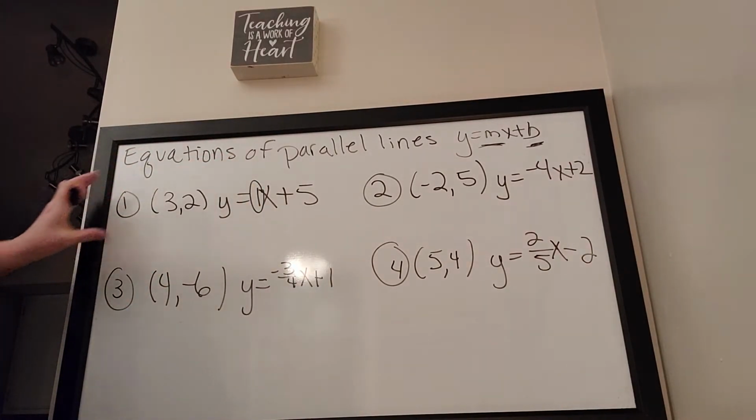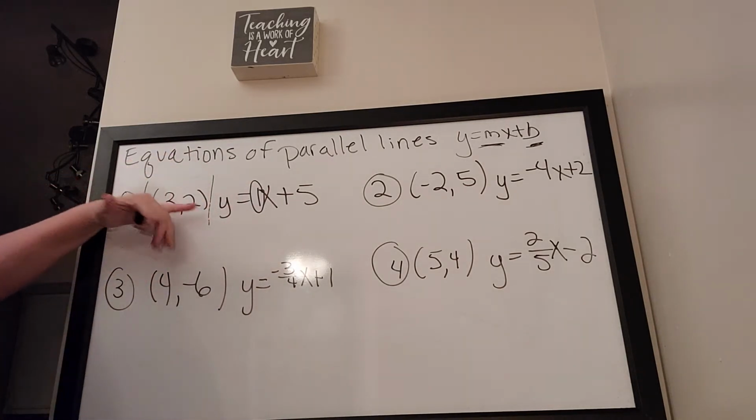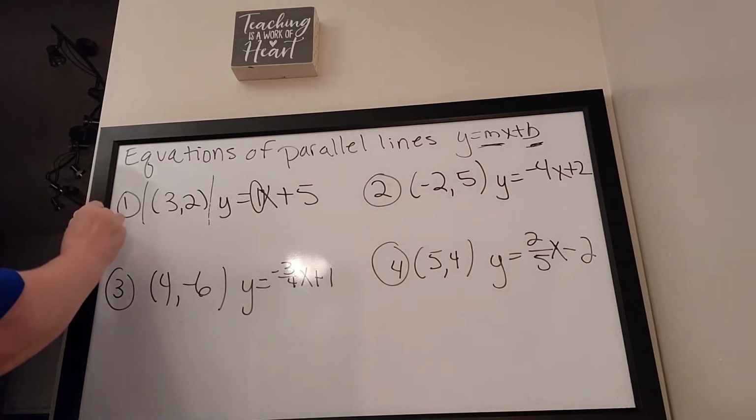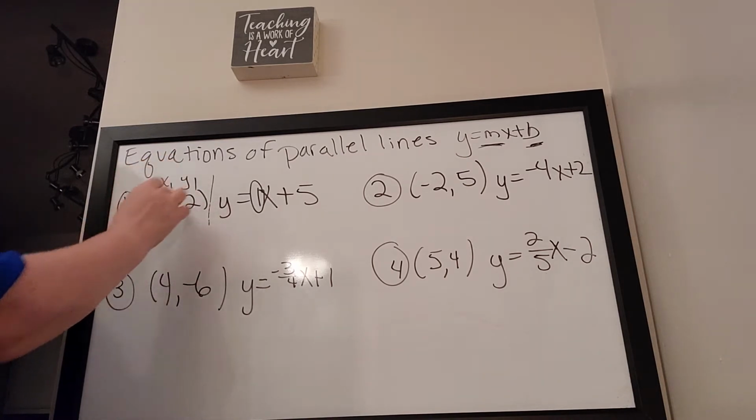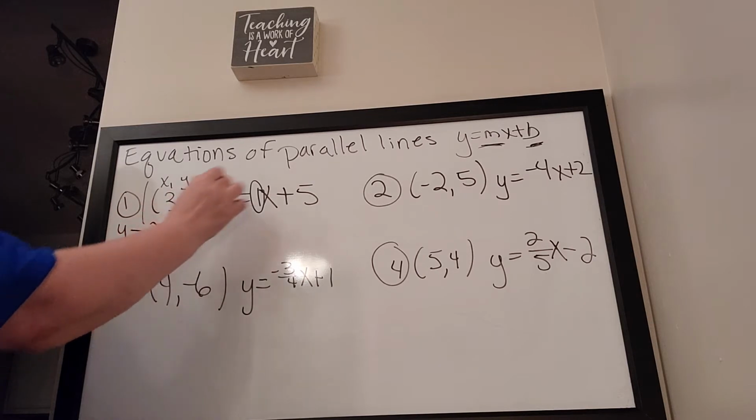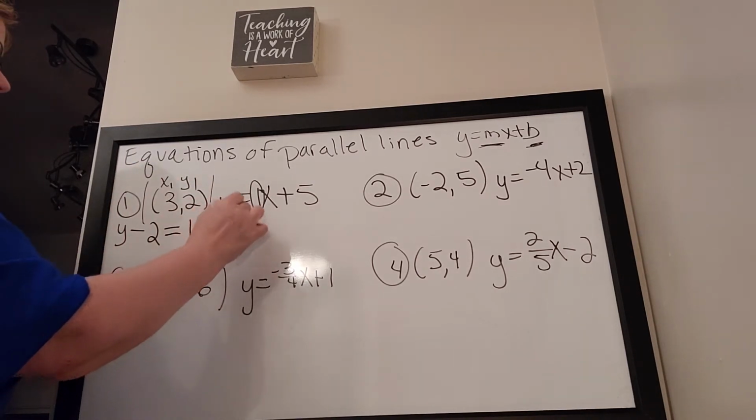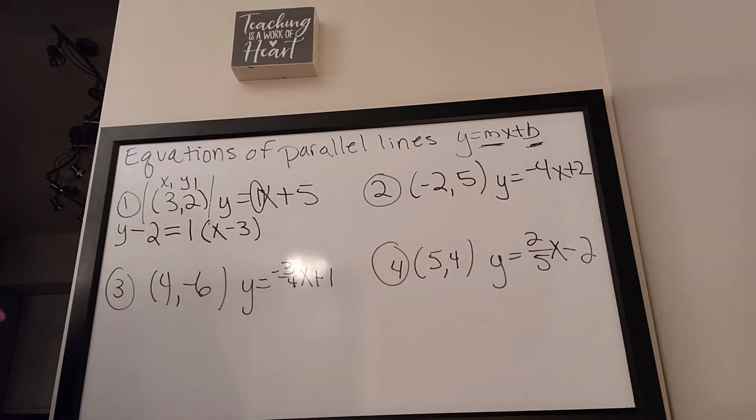We want to make another equation that's parallel to a line that has this point in it. Parallel lines have the same slope. So I'm going to use point slope, y minus y1 equals m times x minus x1, so y minus 2 equals m, which is 1, times x minus 3. So that's in point slope. I want to end up in slope-intercept.